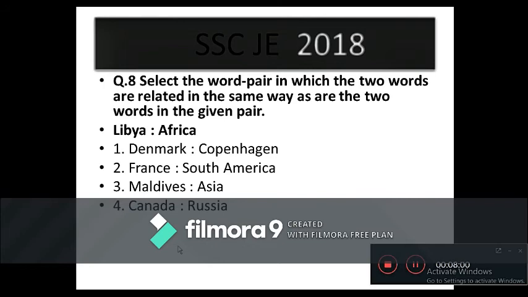Maldives is a country and it is in Asia. Canada is a country. Russia is also a country. Then we have to see the question. Libya is a country in Africa. Therefore, considering this relationship, Maldives is a country in Asia. Therefore, the option number 3 is right.